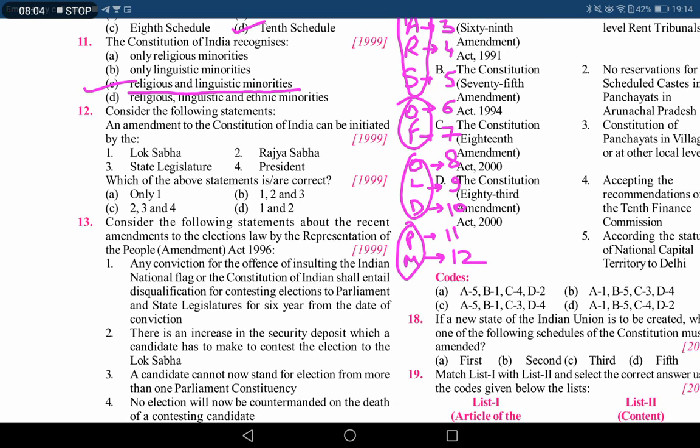Next is, amendment to the constitution can be initiated by. Okay, amendment can be initiated by both the Lok Sabha as well as the Rajya Sabha. So option number D is the correct answer.